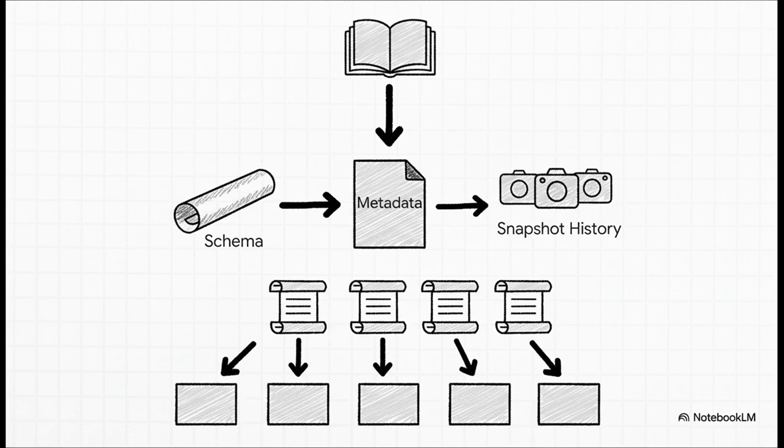Each snapshot then points to a set of manifest files, and you can think of these like detailed indexes that list out the actual data files and, this is the really cool part, they contain stats about the data inside. That's what makes queries so much faster, because the engine can just skip reading files it knows it doesn't need.